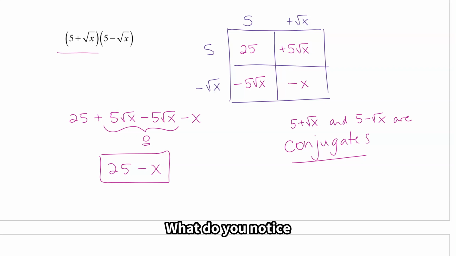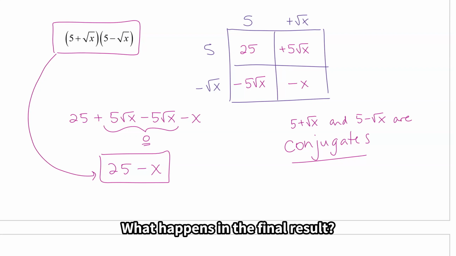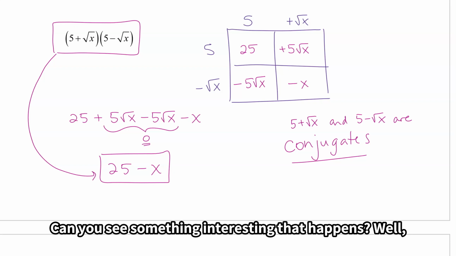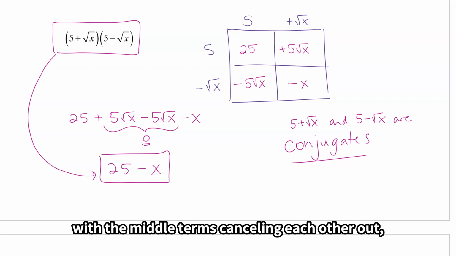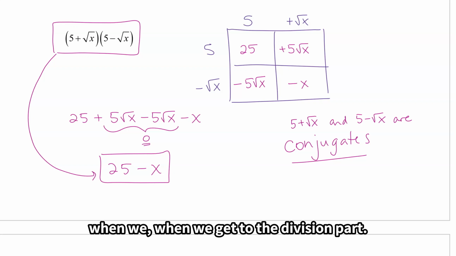What do you notice when you multiply conjugates together? What happens in the final result? Can you see something interesting that happens? Well, with the middle terms canceling each other out, we are left with a polynomial, not a radical expression. The roots are gone. And this is actually a good thing when we get to the division part.